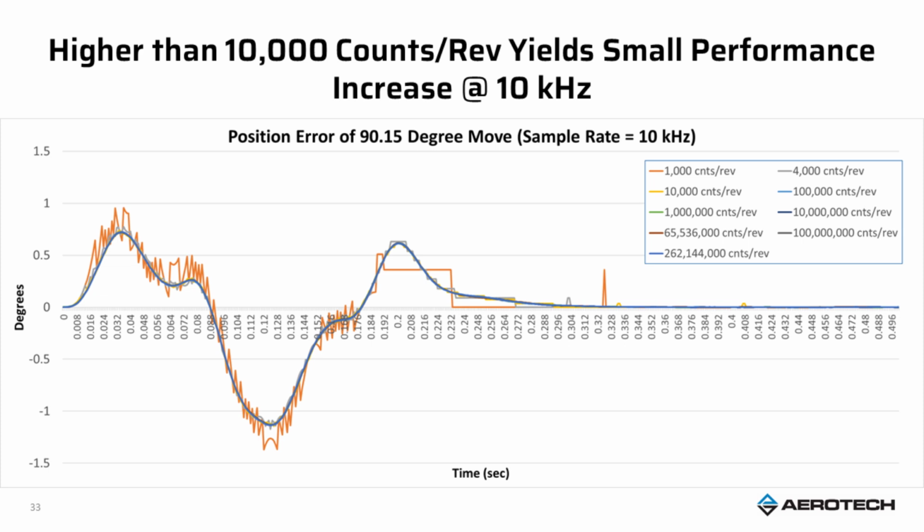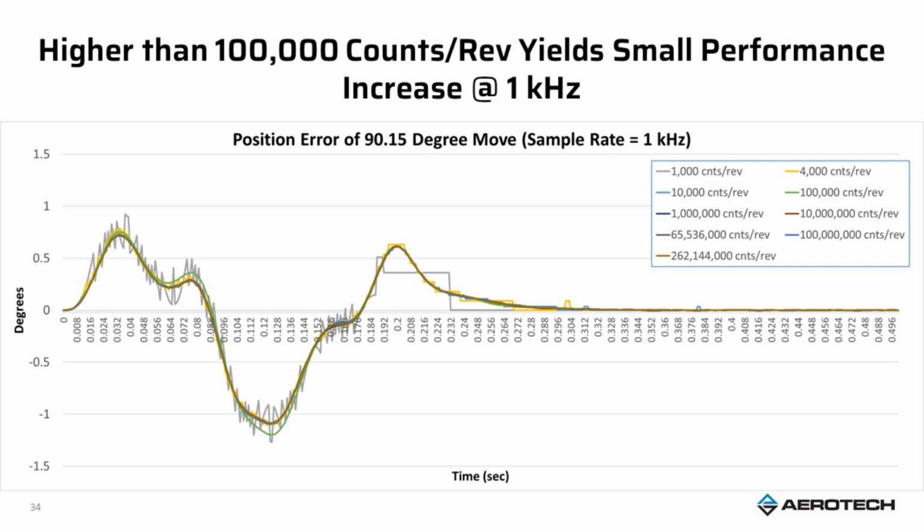So with the 1,000 counts and the 4,000 counts, you can definitely see the error in the discretization of the system. Somewhere around 10,000 counts, you basically can't see any difference between 10,000, 100,000, 1 million counts per revolution and above. So at this 10 kilohertz, basically 10,000 counts per revolution and above have very similar, if not identical, responses.